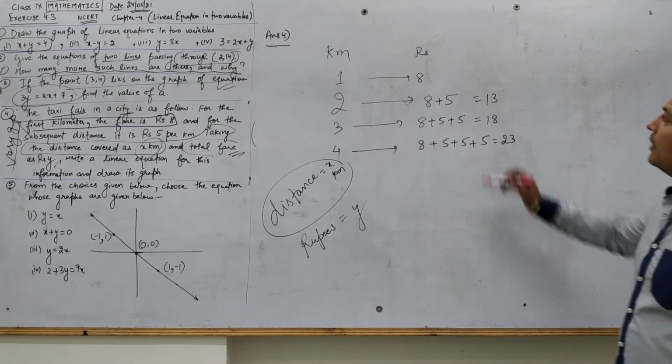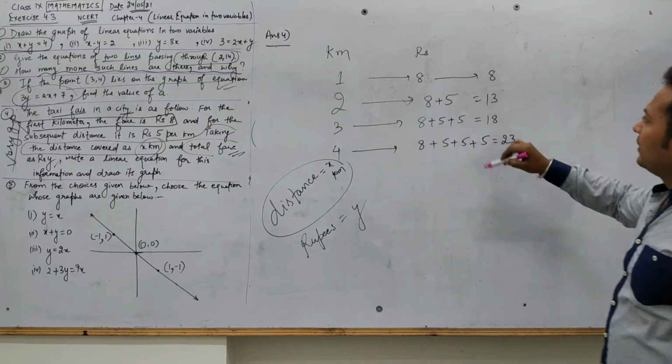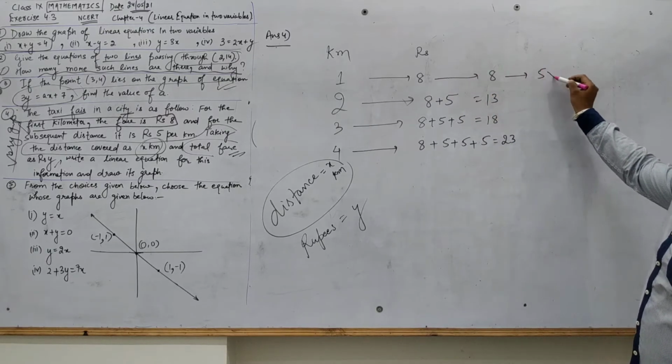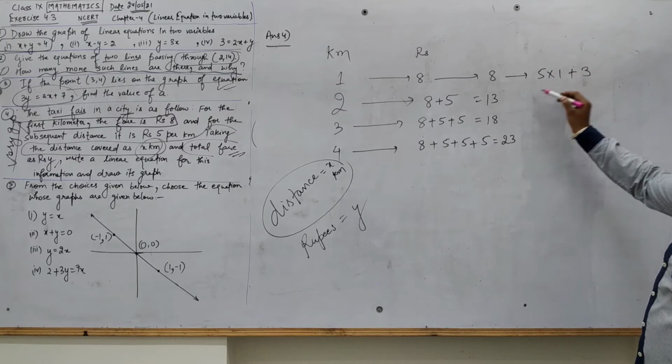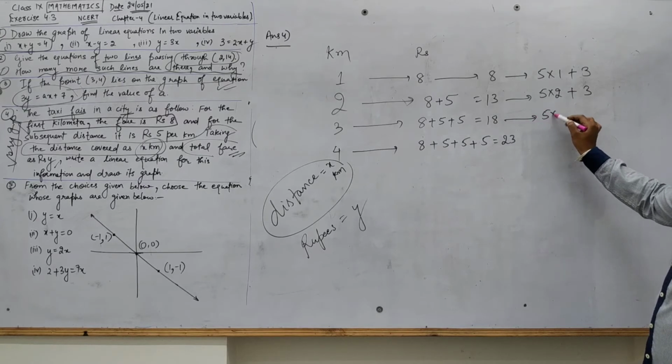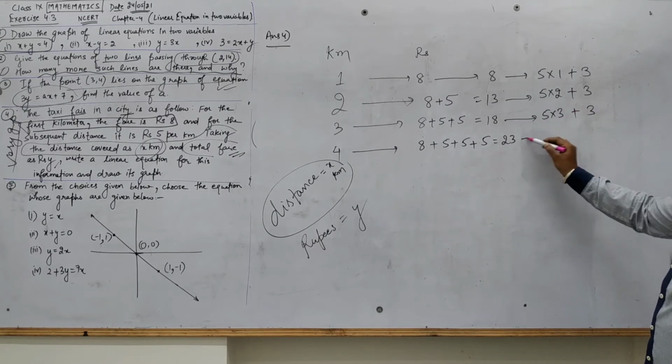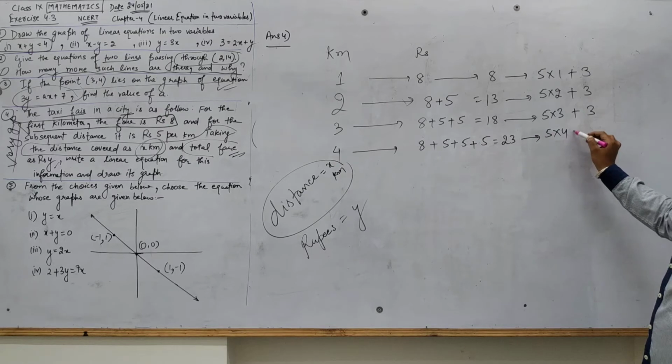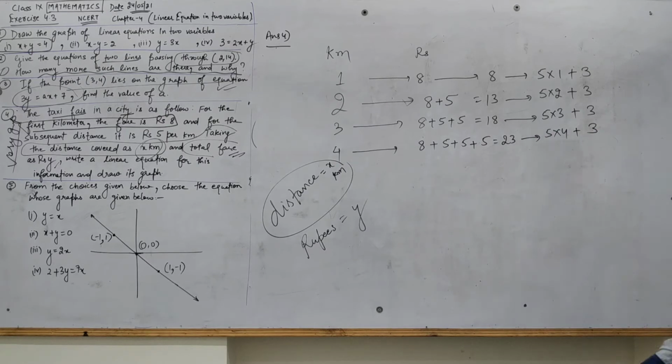Okay bache. So see, this 8 can be represented as 5 multiply 1 plus 3. This 13 can be represented as 5 multiply 2 plus 3. This 18 can be represented as 5 multiply 3 plus 3. This 23 can be represented as 5 multiply 4 plus 3.